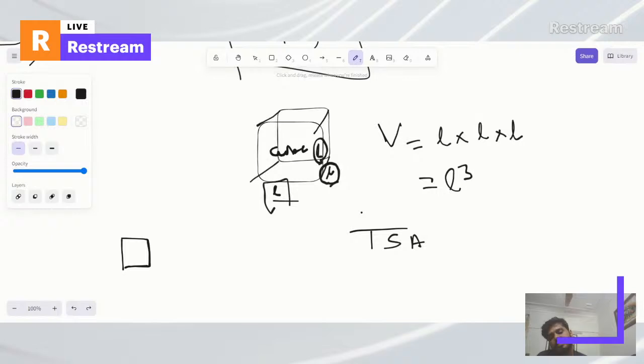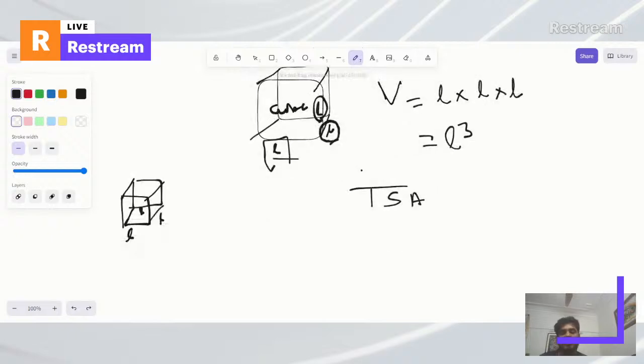Six faces: one in the front, similarly one in the back, one on this side, and similarly one on this side as well, and one on the bottom and one on top. So we have to find the individual area of each face to make up the total surface area. However, because we have length as the dimension of all the sides, it's pretty simple.